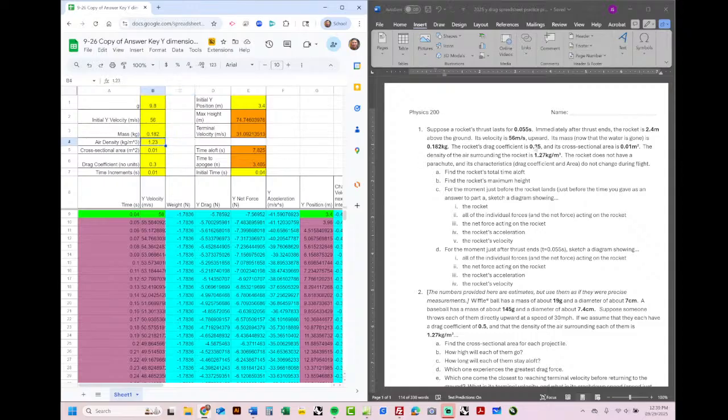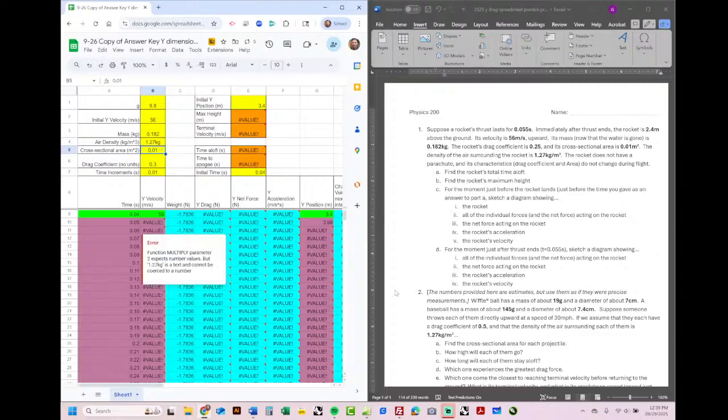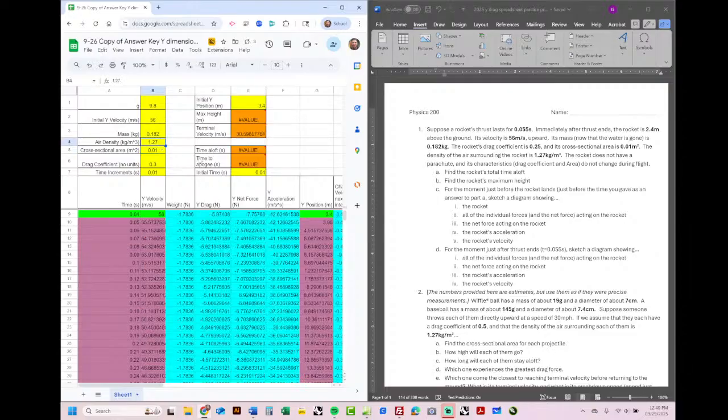The air density is 1.27. So I'm just putting this in these yellow cells over on the side. Make sure that you don't put any units in there because it won't know what to do if you put units in. Like if I put in kilograms, everything turns into weird numbers down here. Cross-sectional area, we're just leaving that 0.01. That was the default when you made your spreadsheet. Drag coefficient, this is a better rocket, 0.25. It's got a lower drag coefficient. Time increments, let's leave those the same.